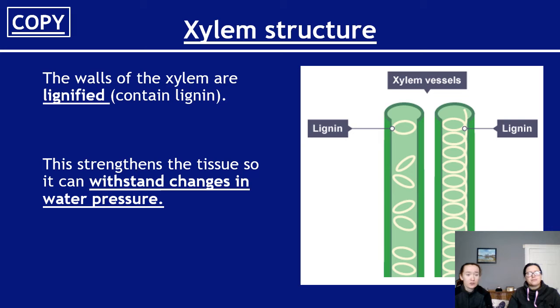So in terms of the structure, there are a couple of things you need to know about it. You need to know that it contains this thing called lignin. So we would say that the walls of the xylem are lignified because it contains lignin. And this lignin is basically just there to strengthen the tissue, so as when it has got water coming up it, like it would in a straw, it basically doesn't collapse is the main thing.